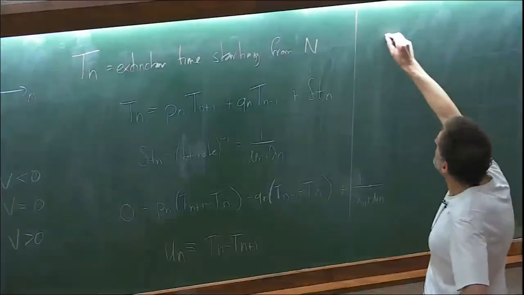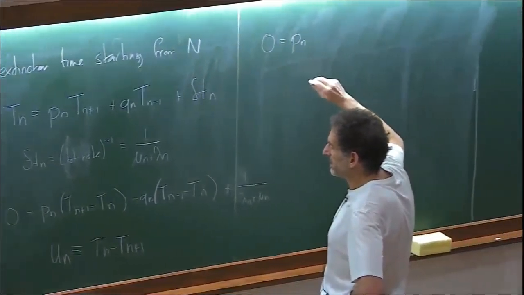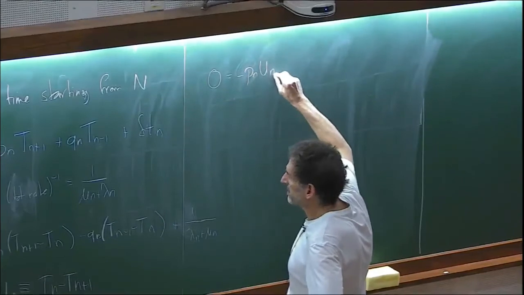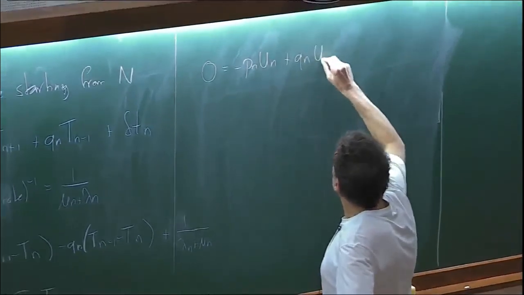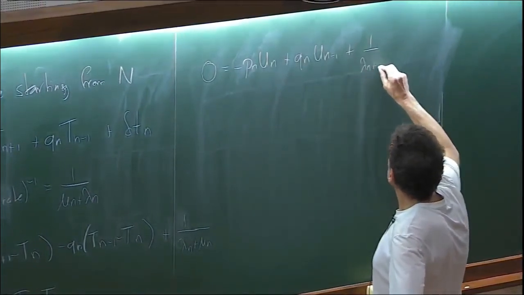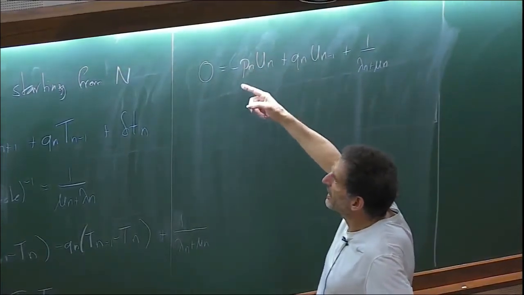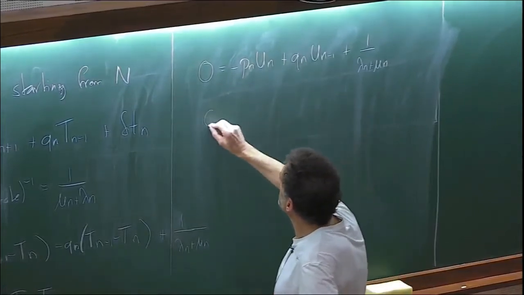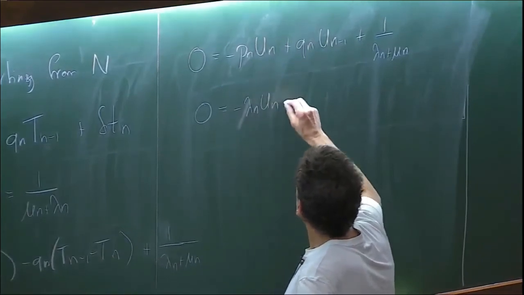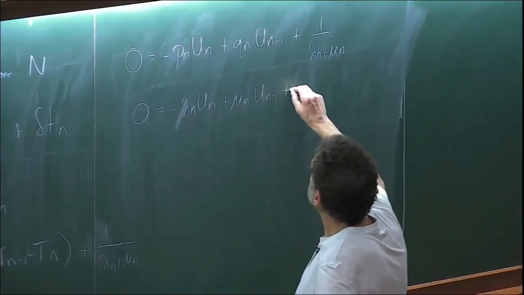Anyways, so now we have 0 is equal to minus Pn Un plus Qn Un minus 1 plus 1 over lambda n plus mu n. Now, remember what P is. P was equal to lambda n divided by lambda plus mu, so I can get rid of the lambda plus mu and write this more simply as minus lambda n Un plus mu n Un minus 1 plus 1.